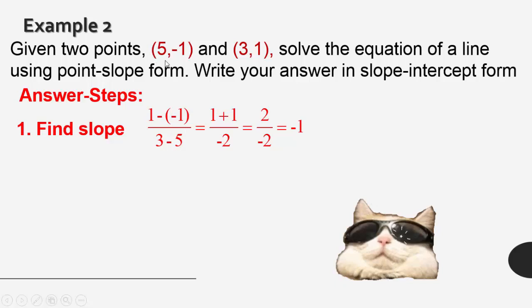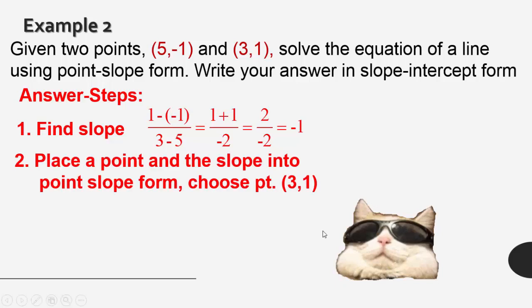Now we can label each one of these points. We label x1 for the 5 and y1 for the -1, and x2 for the 3 and y2 for the 1. Now we solve for m. And remember, a negative times a negative gives me a positive, so it's 1 plus 1. And on the bottom, we have 3 minus 5, which is -2. So 1 plus 1 is equal to 2, and here we have -2. When we simplify, we find that the slope is -1.